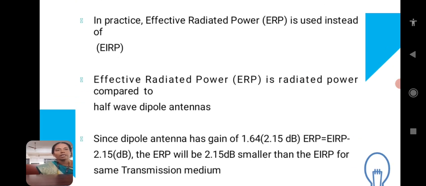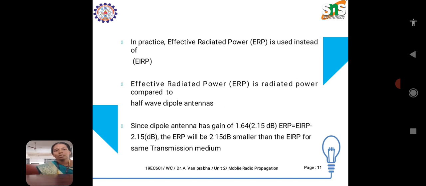Practically, effective radiated power is used instead of effective isotropic radiated power. Effective radiated power is the radiated power which is compared to the half wave dipole antenna. Since the dipole antenna has the gain of 1.64 or 2.15 dB, ERP is equal to effective isotropic radiated power minus 2.15 dB. The ERP will be 2.15 dB smaller or lesser than the EIRP for the same transmission medium.